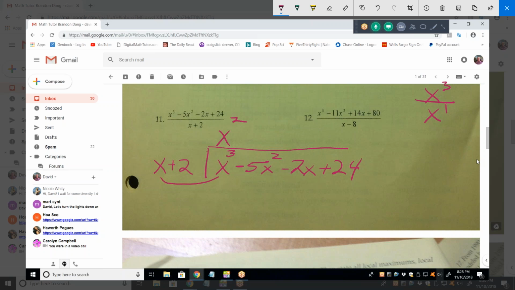Now, the next step is to take that x squared and multiply it by both terms. So x squared times x, this is always going to be the same as the term above it. If you did your division right, it has to be that. But now I've got to multiply the x squared times the 2. And then, as in all long division, you subtract. What do you get when you subtract?